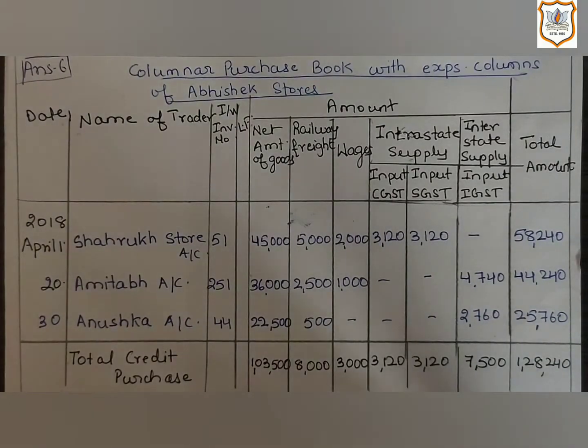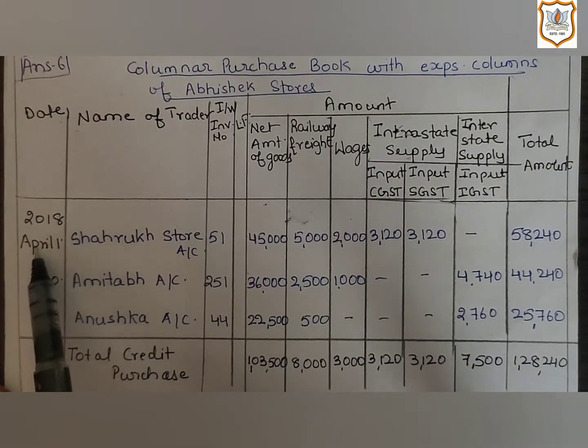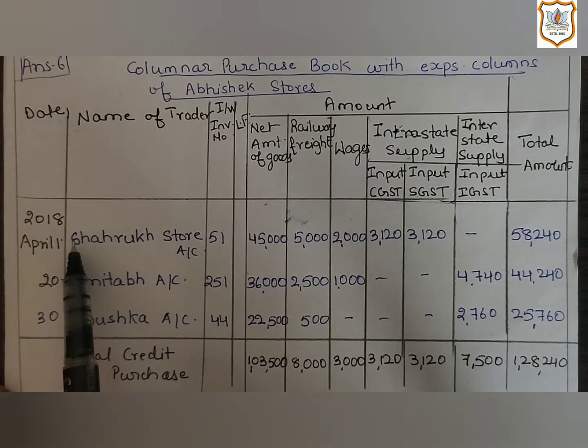So let us start with the first transaction. Here the first transaction is goods purchased of rupees 50,000, 10% trade discount from Shahrukh store. Labor of rupees 2,000 and railway freight of rupees 5,000 are disclosed. Invoice number 51. So first we will write the date, year 2018, date April 1st.